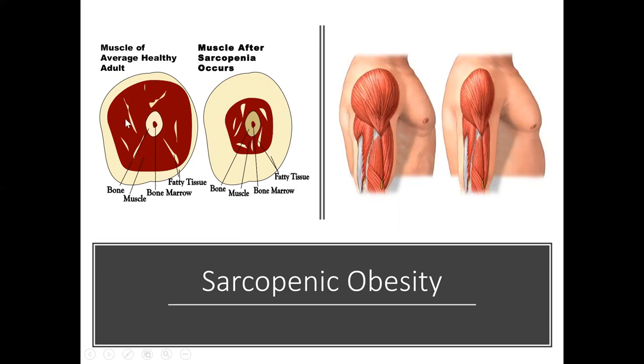So from the outside, if you look at these two arms, they have similar circumference. From the outside, they may seem as if there is no difference between them. But if you look from inside, here there is more muscle mass and here less muscle mass.